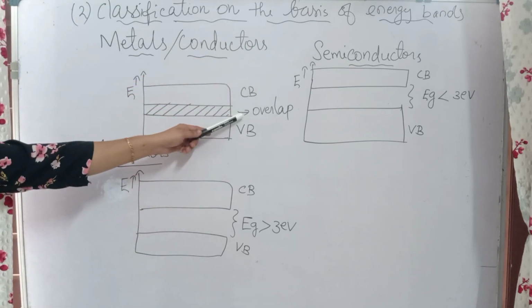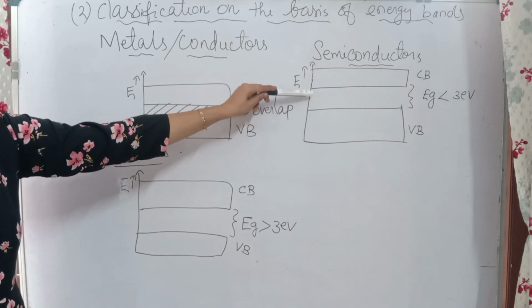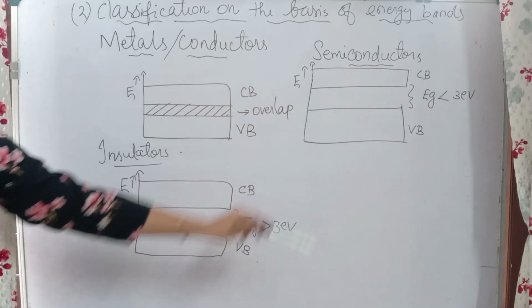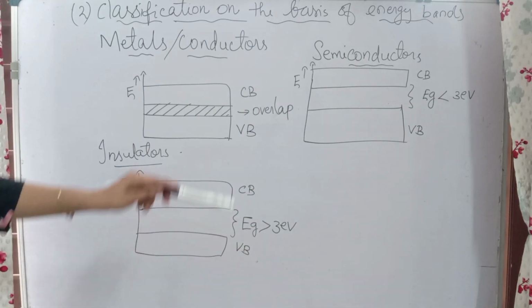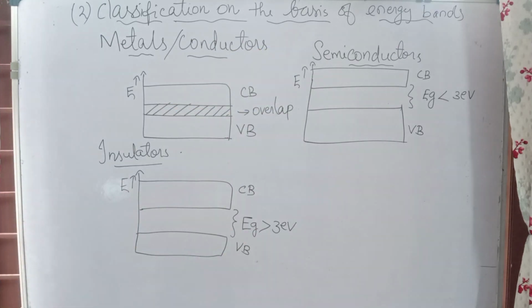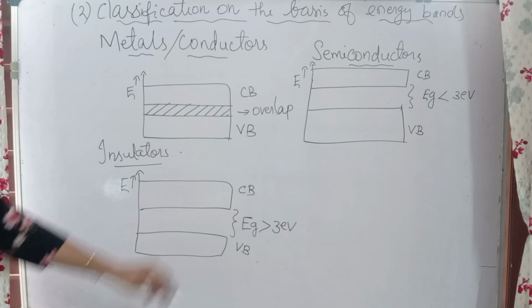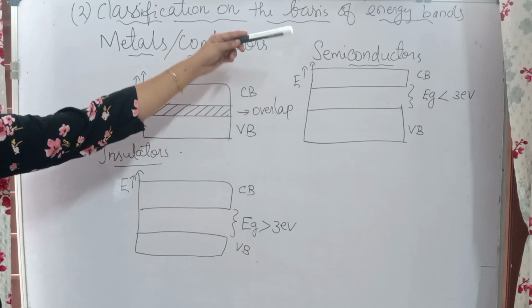And in the case of semiconductors, we have seen that the valence band and conduction band are not coinciding or overlapping each other. Here there is a difference between the valence band and conduction band. This gap is called the energy gap. Here we can see that this energy band gap will be less than 3 electron volt. So only a small amount of energy is needed to move the electrons from the valence band to the conduction band. That is why it is called semiconductors.